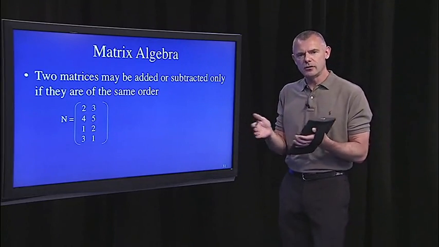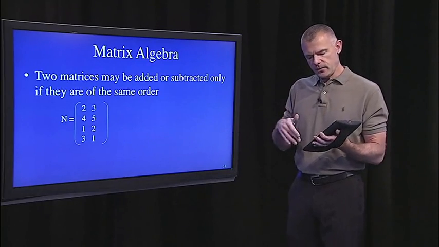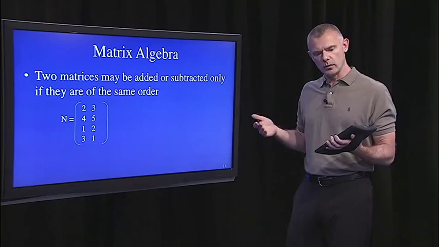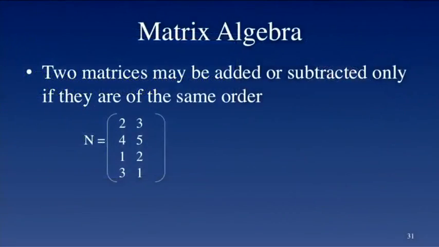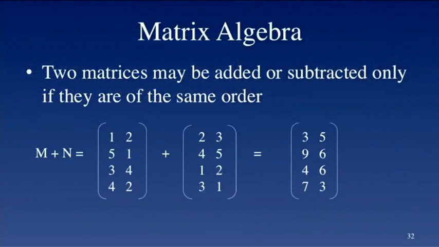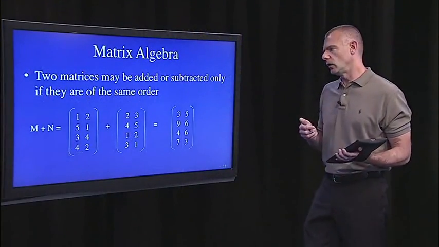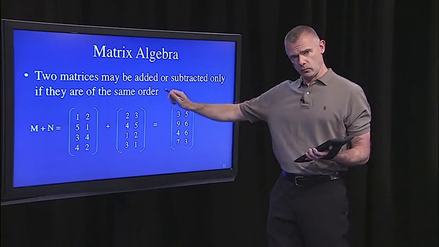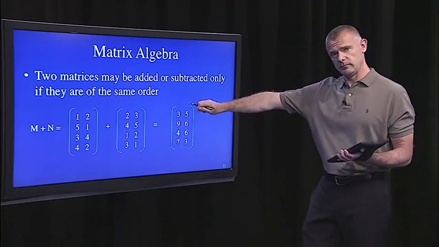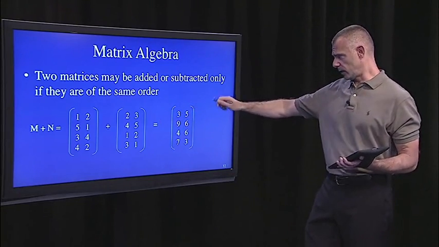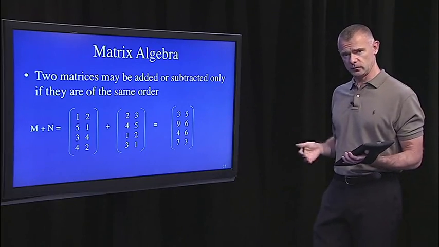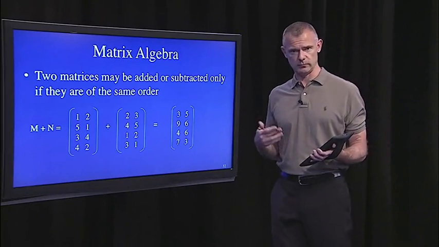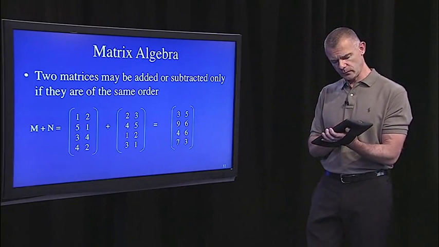Two matrices can be added or subtracted if they are of the same size, or same order. So here's a new matrix N, and what we want to do is just add matrix M and N. Since they're the same order, they're both 4x2 matrices, I can add them together by just adding each cell. So matrix M, row 1, column 1 entry is 1. 1 plus 2 is 3, and so on. So matrix addition and subtraction is very simple. Pretty straightforward.